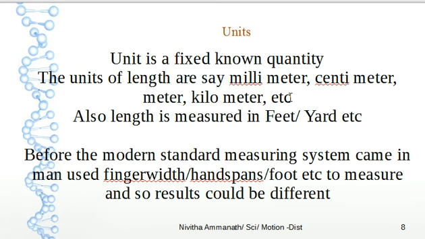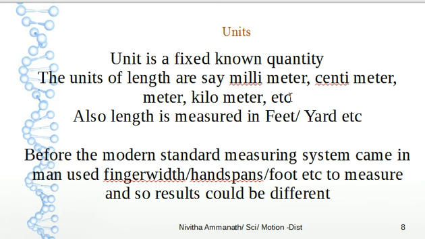Centi means 100. 100 centimeter is 1 meter. Then 1000 meter is 1 kilometer. Kilo is 1000. Milli means 1 by 1000 part. So when you say millimeter, it is 1 by 10 of a centimeter or 1 by 1000 of a meter. So you have milli, centi, kilo like that.